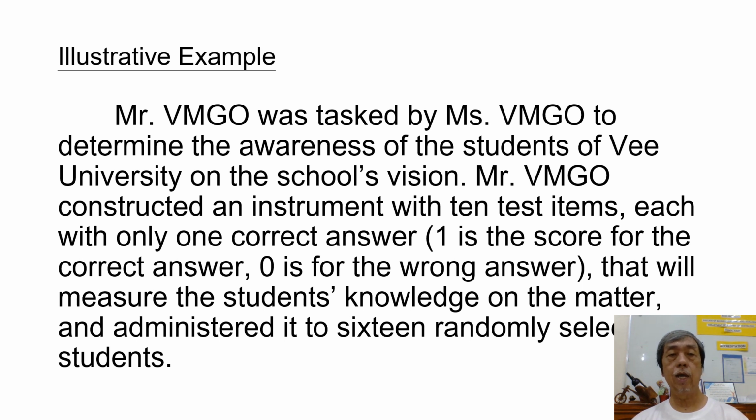We will proceed directly to the illustrative example. Mr. VMGO was tasked by Miss VMGO to determine the awareness of the students of the university on the school's vision. Mr. VMGO constructed an instrument with 10 items, each with only one correct answer. 1 is the score for the correct answer, 0 is for the wrong answer. That will measure the students' knowledge on the matter, and administered it to 16 randomly selected students.